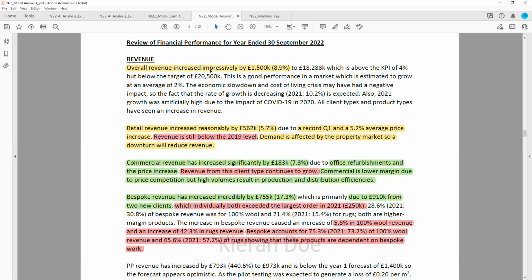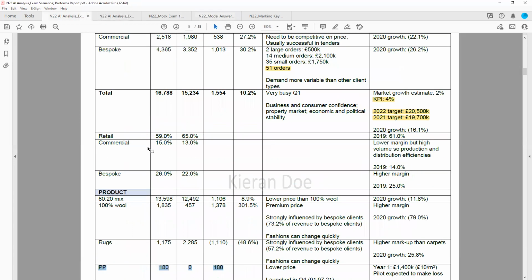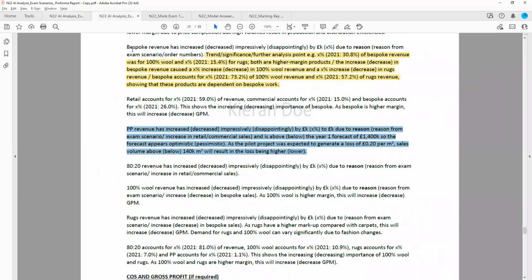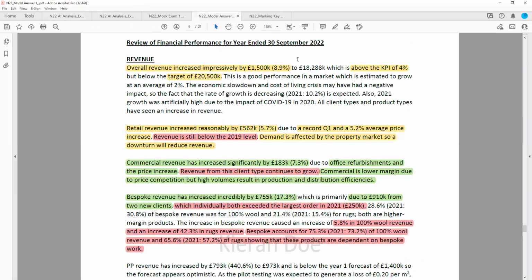So what we're doing here is almost going from the number straight to our further insight point. We've got overall revenue went up. Then we want to compare it to a target if we have one. There's the KPI target, but there's also the absolute target. These were in the AI; we flagged these heavily in the AI analysis class. There's this KPI target for overall revenue, and this absolute target as well, and you can compare it to the prior year growth too. So we had all this lined up on the pro forma report, because these are key points to look at when you're looking at overall revenue.